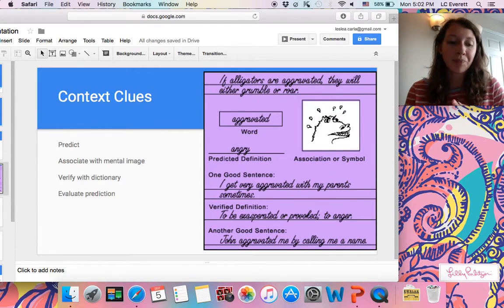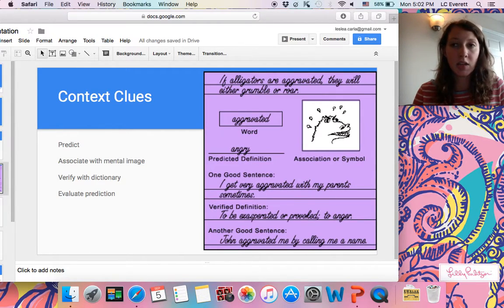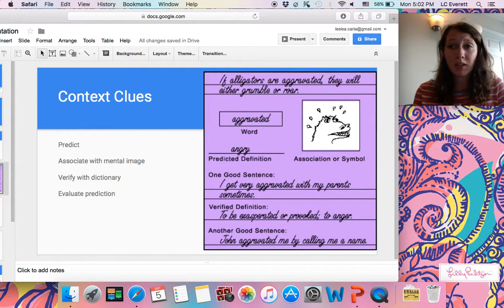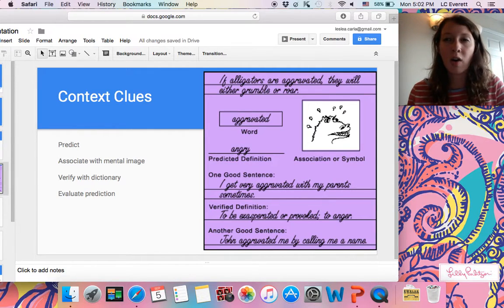So some good strategies that I found for vocabulary instruction all had to do with using context clues to determine the word meaning, and I found that most research suggested that that's the best way for students to truly remember a vocabulary meaning is if they're given a word that they don't understand, and then they have to use the text around that word to figure out on their own what that word means.